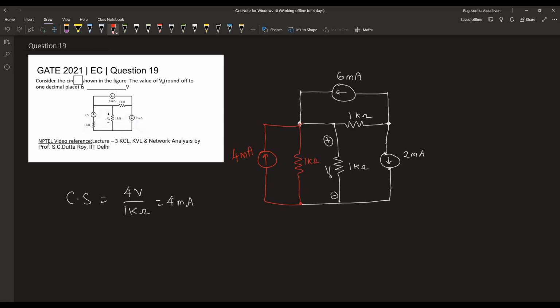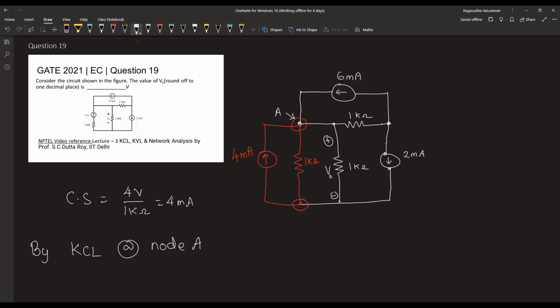So now if we observe across these two terminals, we have two resistors. We have two 1 kilo ohm resistors. So the voltage across both of them is V0. Let's quickly apply Kirchhoff's laws and find out this voltage.